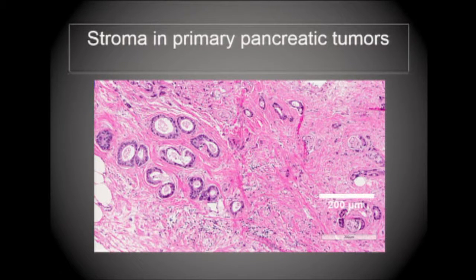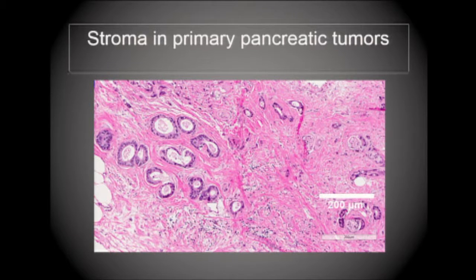So the first story has to do with something that Sunil introduced us to early in the morning, and we've struck upon many times today, and that's the stromal reaction in pancreatic cancer. And this isn't focused on defining it, but actually quantifying it.